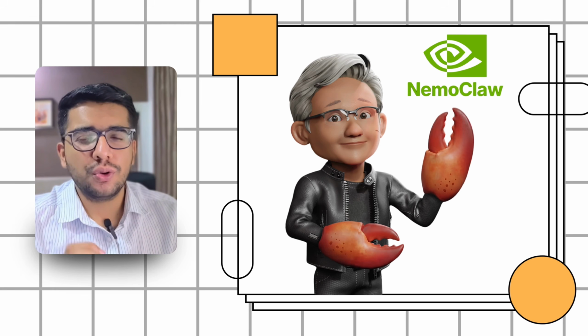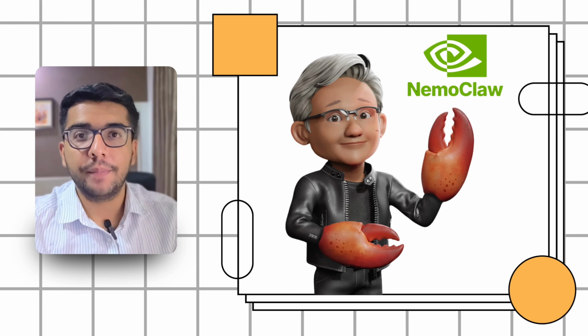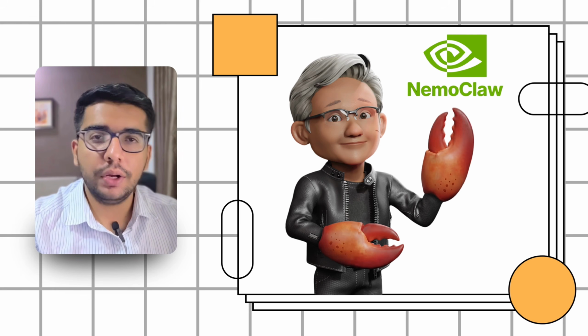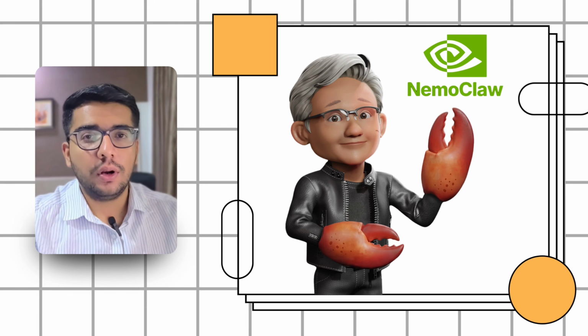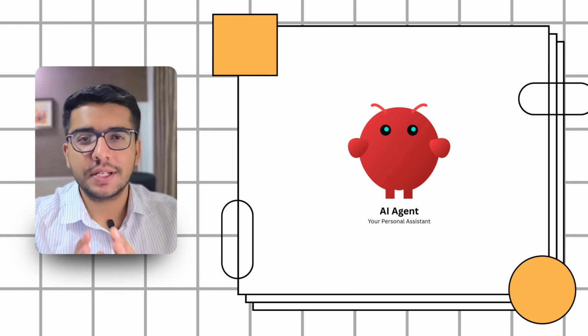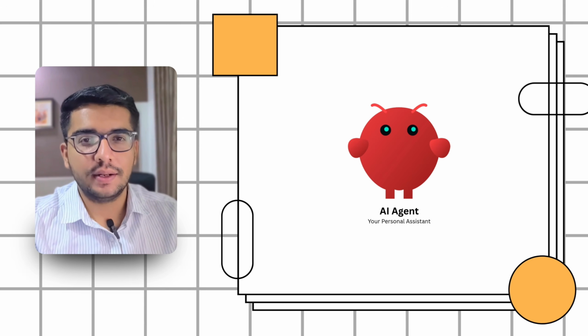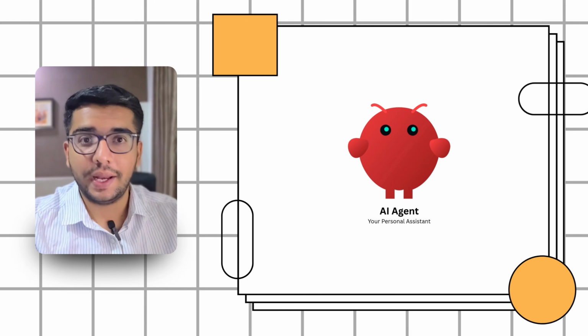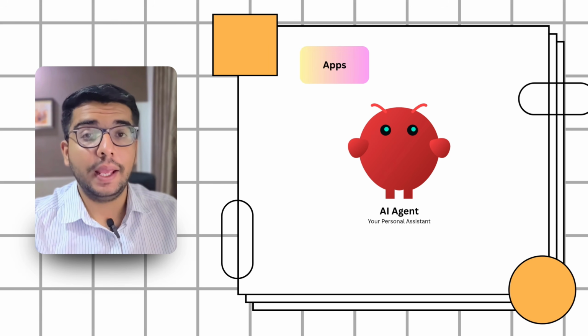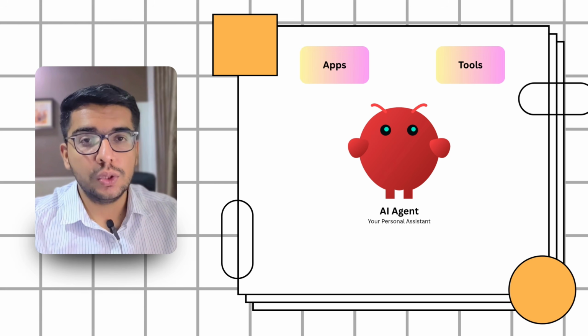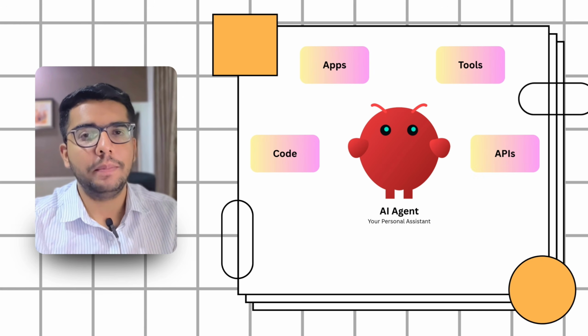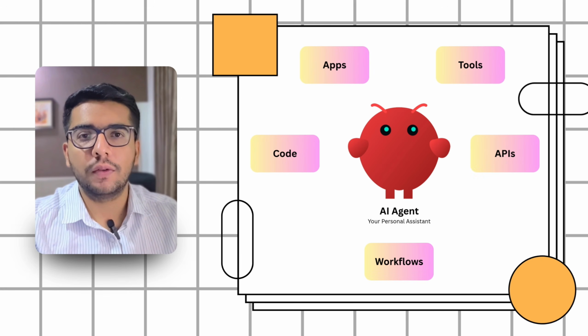Today I want to show you something really interesting from NVIDIA called NemoClaw and how it works with OpenClaw. Before we move to NemoClaw, let's first try to understand what OpenClaw is. OpenClaw is basically an AI assistant that actually performs things or takes actions for you. It can be accessing your apps, using tools, running code, calling APIs, or automating the entire workflow.